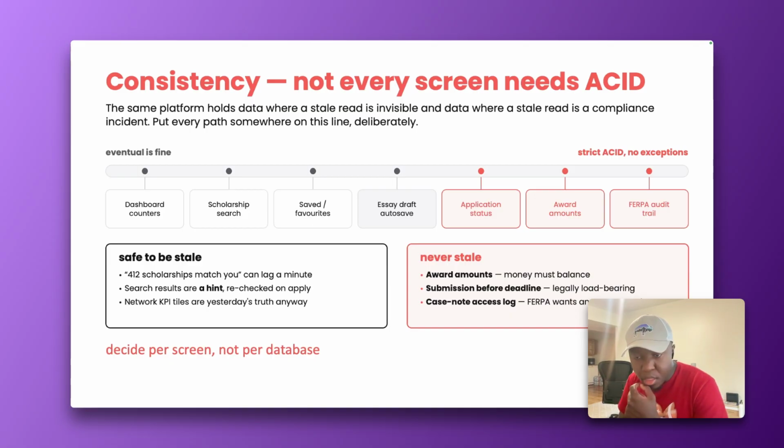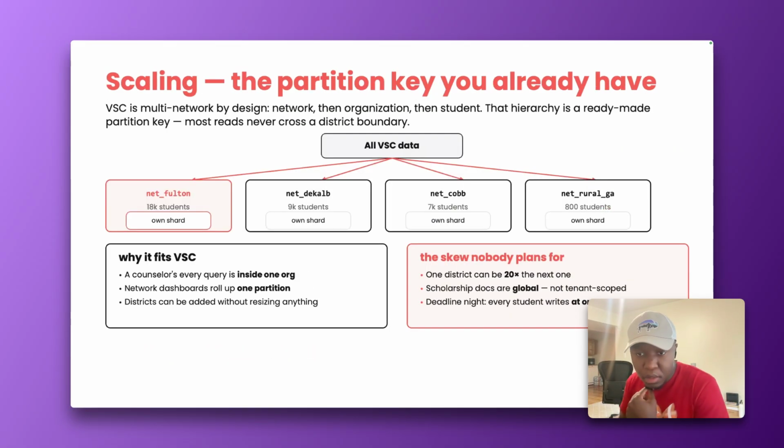And then I think maybe this is the last point I can talk about. So VSC is multi-network in its design. In this example, I have four networks over here. We have one for Fulton County, one for DeKalb County, one for Cobb County, and then another one that's just serving rural Georgia.